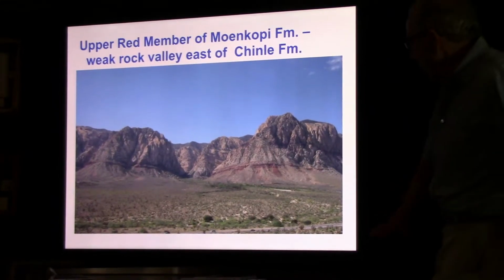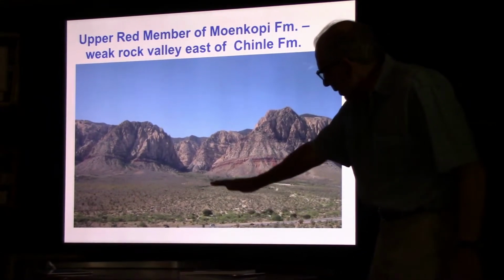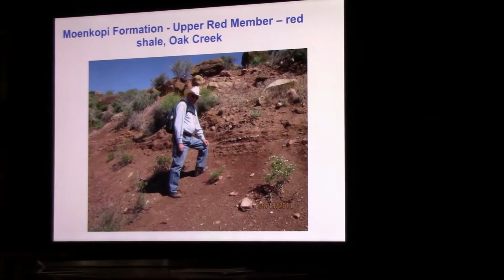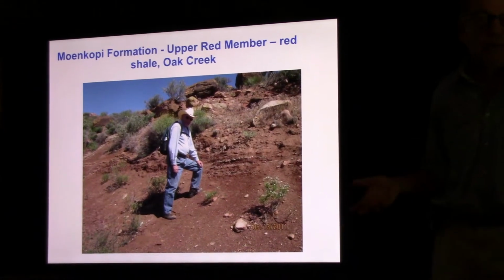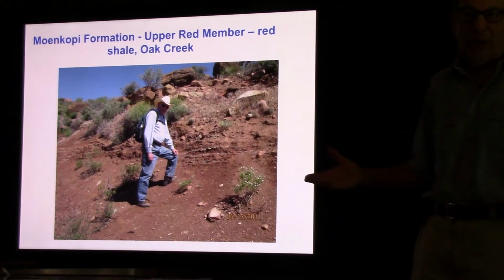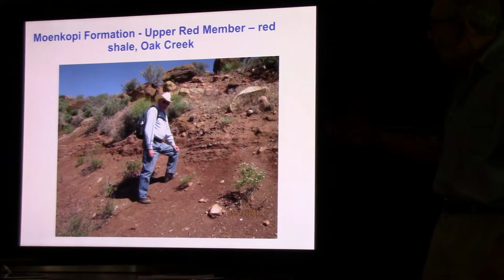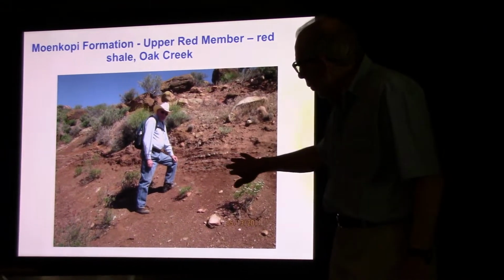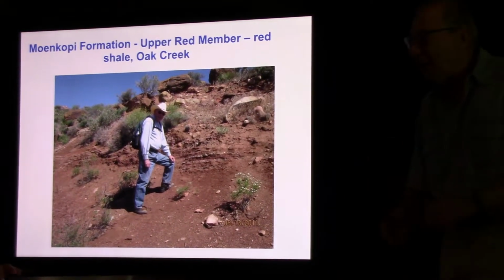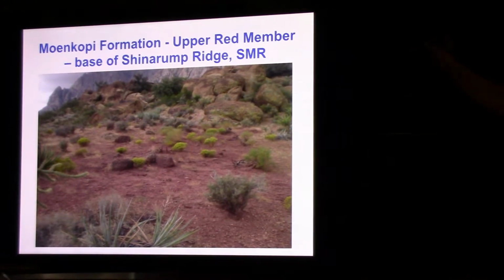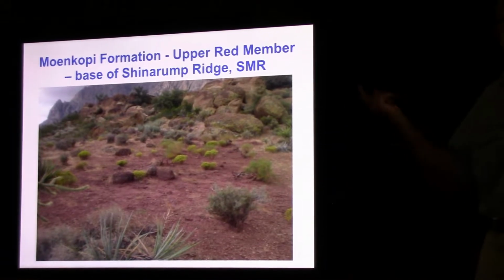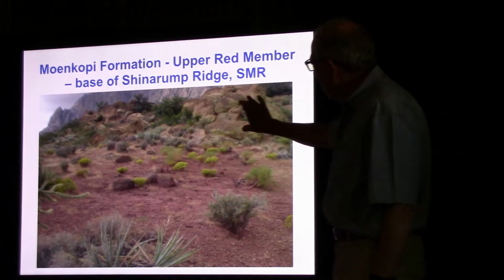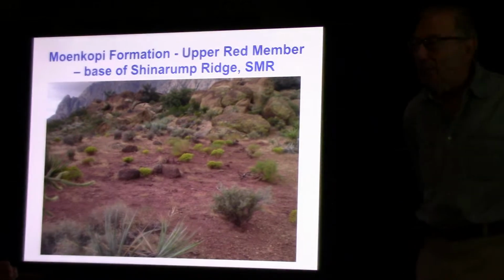Okay, so the upper red member again makes this flat area to the east. There's an exposure up here, but it's not exposed very much because it's a very weak rock. Being such a weak rock, it's eroded away. But there is an exposure in Oak Creek, and that's John Peck, geologist, and you can see how weak the rock is. Really weak red rock. Excellent. And we're going to go up the ridge here, for those who want to join me for a little hike. You'll see the red beds as we go up, and then right below the Shinarump conglomerate.